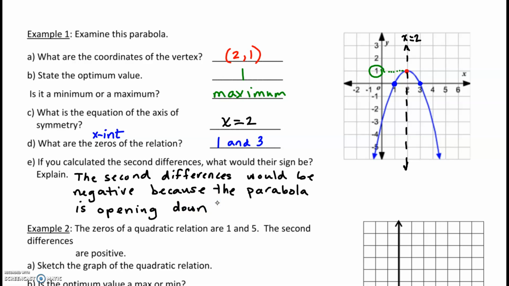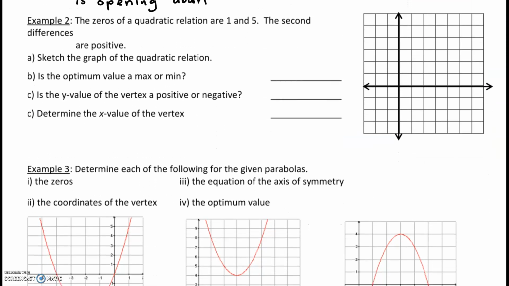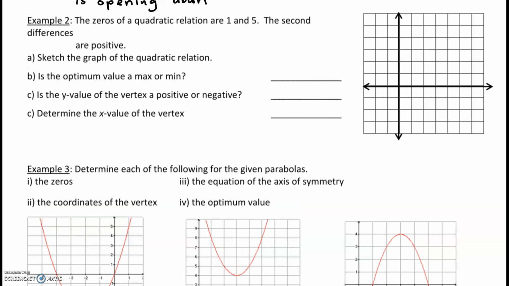All right, let's go ahead and look at example 2. Example 2 says the zeros of a quadratic relation are 1 and 5. The second differences are positive. We're going to sketch the graph of the quadratic relation. All right, let's go ahead and fill in our values. Fill in our Cartesian plane. So we know x is to the right, y is to the top. Here's our origin, and we'll scale the axis.